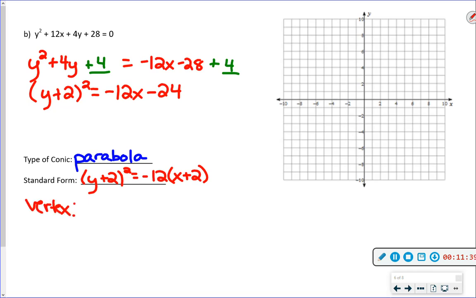Okay, vertex. I know it. We don't have to get crazy, but I'm going to write a few things down to draw my parabola. What's your vertex? Negative 2. Perfect. Oh, yeah. Gotta switch the signs in parentheses.